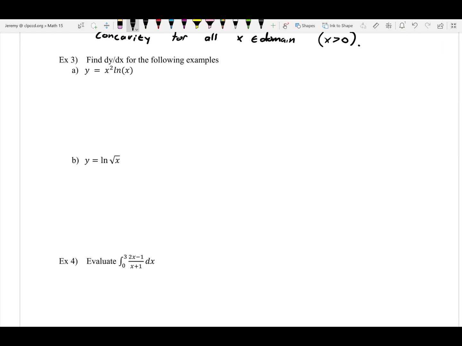All right, next up, we should look at some derivatives. So we want to find dy/dx for the following examples. Part A, y is equal to x squared times the natural log of x.